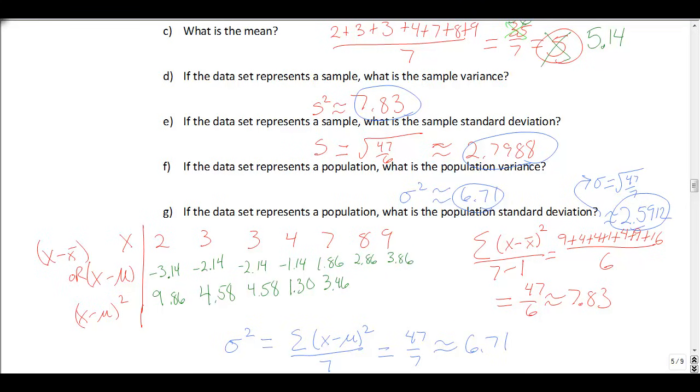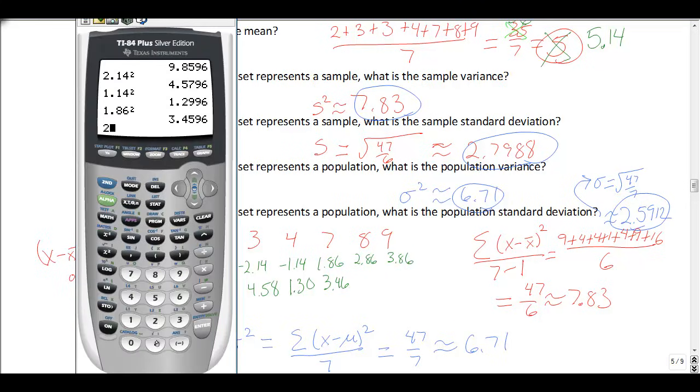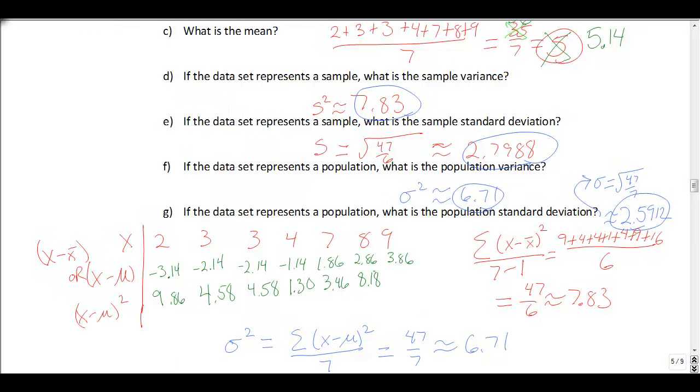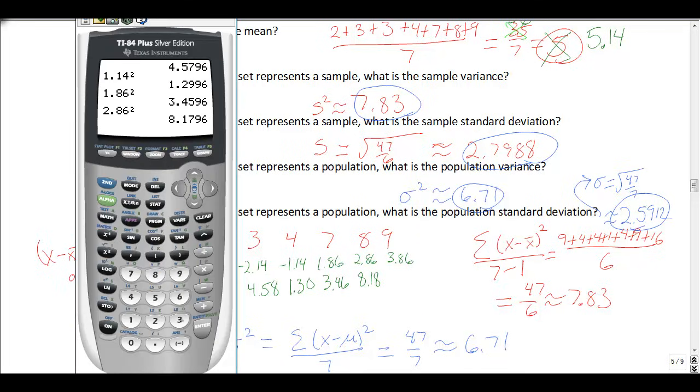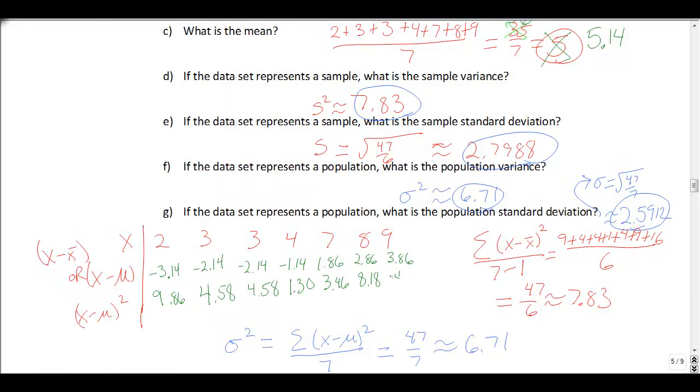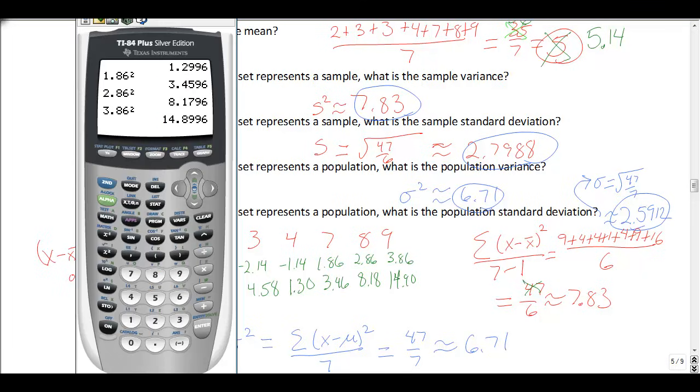So I get 3.46. You have 2.86 squared equals 8.18. And then we have 3.86 squared, and you get 14.90. So then I have to add up all these numbers, so instead of 47, I get the sum of these things.